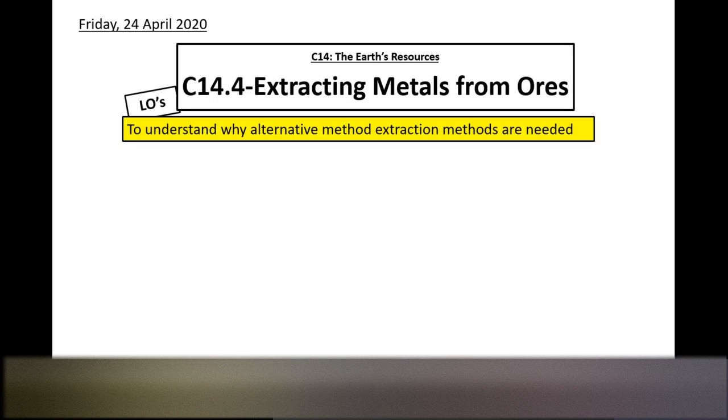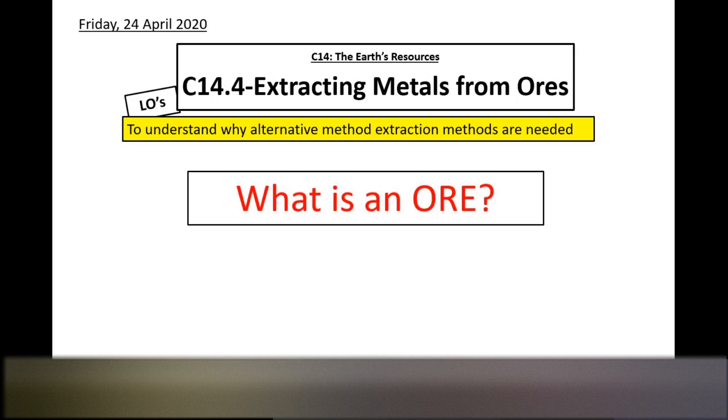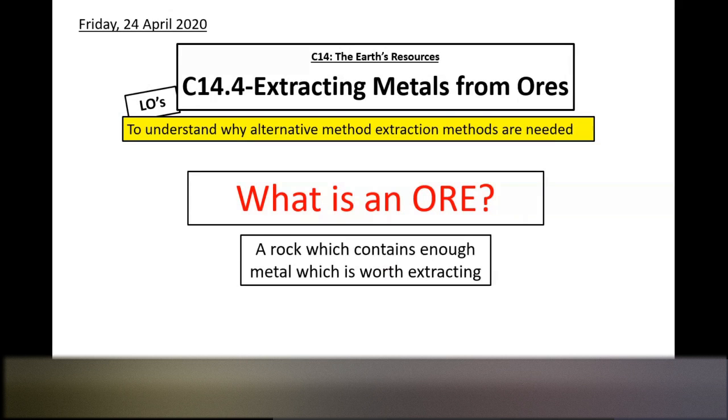Okay, right. So an ore, according to AQA and not according to Wikipedia, is a rock which contains enough metal which is worth extracting. So a rock which contains enough metal which is worth extracting is an ore.